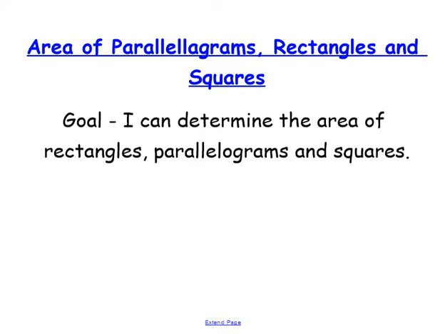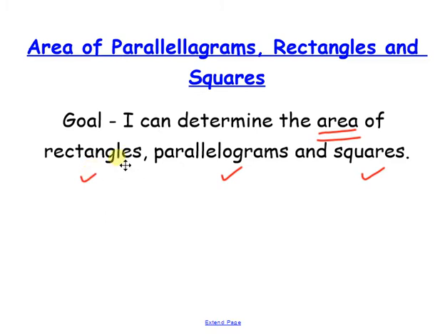Okay, so in this lesson, we are going to take what we know about quadrilaterals and start to talk about area. Your goal for this lesson is: I can determine the area of rectangles, parallelograms, and squares. You might notice that there's one type of quadrilateral we talked about that's missing from this list, and that is trapezoids. As we start to talk about area, we're going to talk about formulas.